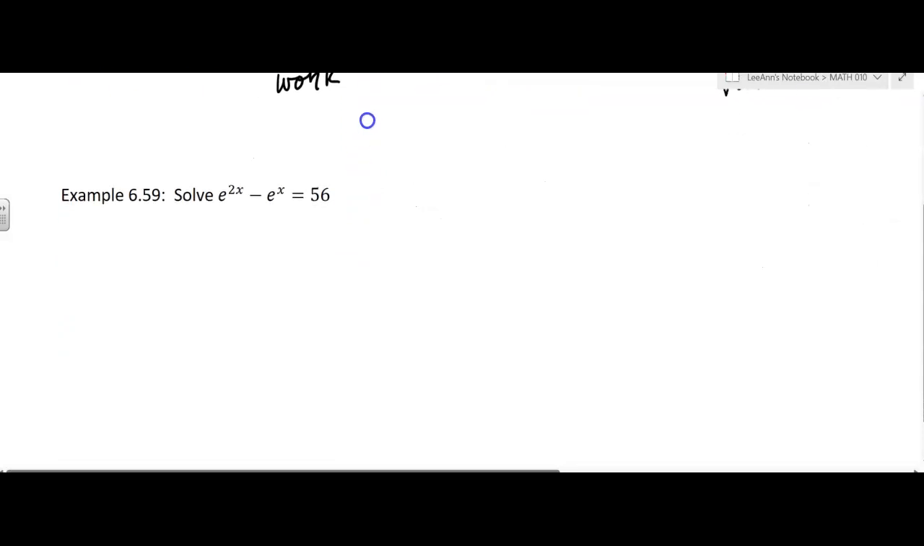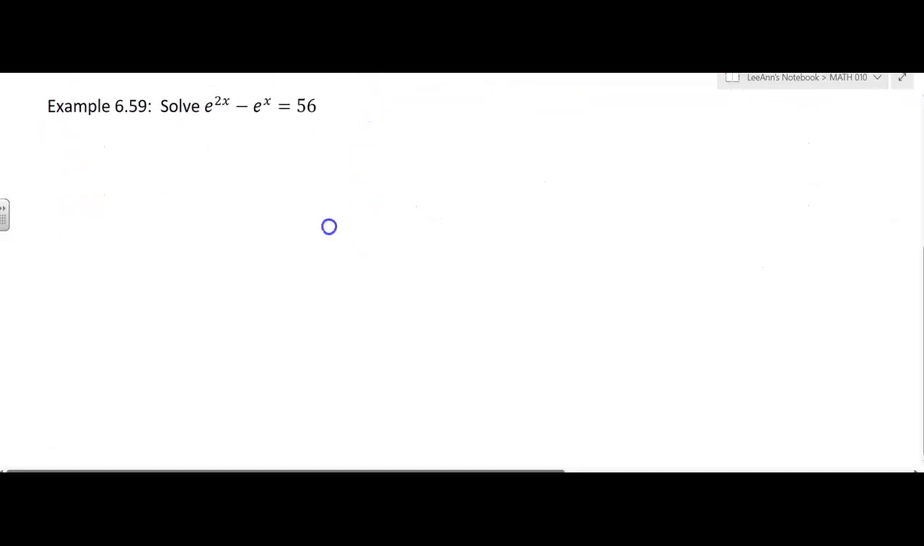Okay, so now we have an example with a little bit different technique of solving. You'll notice that you have base E in here in two places. You cannot subtract those, by the way. So if you're thinking, oh, I'll just combine those, no, you can't combine them. Okay, and so what we're going to do is use a U substitution.